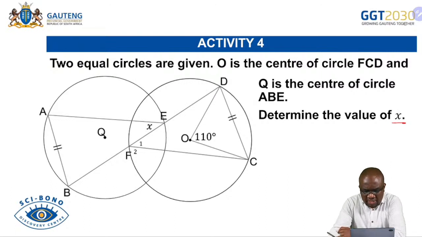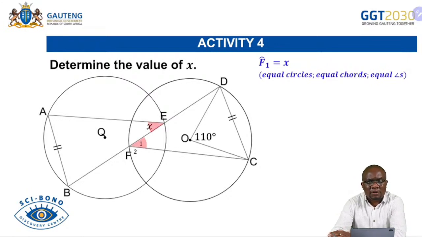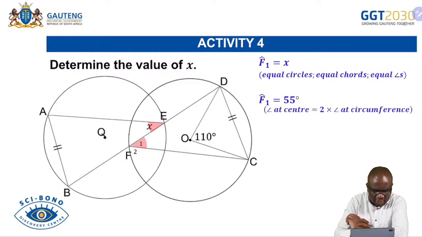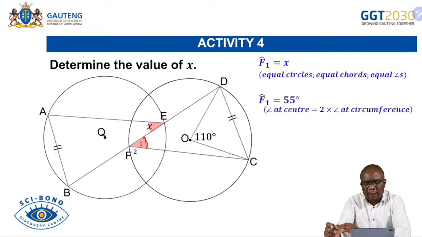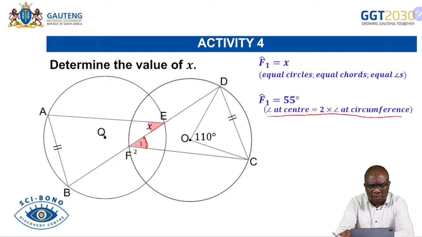Okay, so it's going to be like this. We're saying angle F1 is equal to angle x. Equal circles, equal chords, equal angles. So this angle is equal to this angle because equal circles, equal chords, equal angles. And then angle F2, angle F1, is equal to 55 degrees because the angle at the center is 2 times the angle at the circumference. So therefore x is equal to 55 degrees.